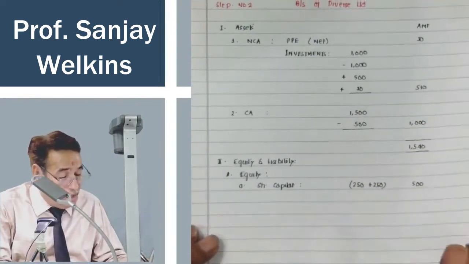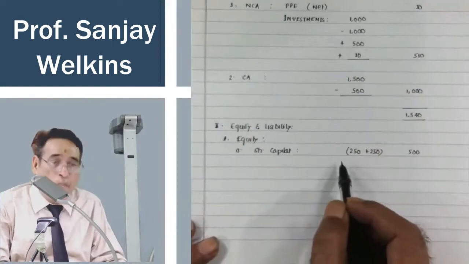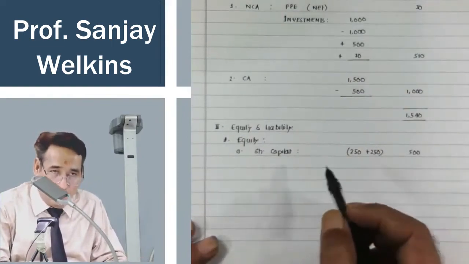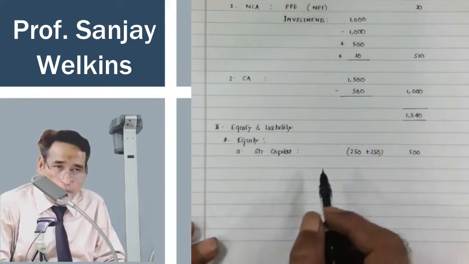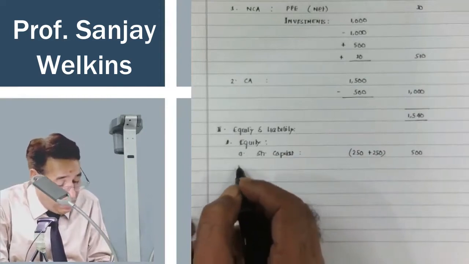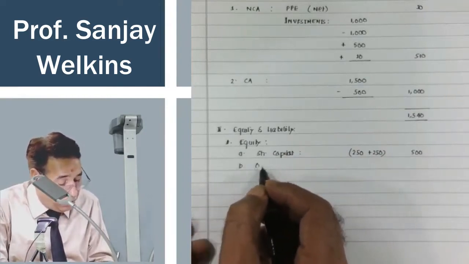Now, however, in the examination, you can write in bracket that out of these 500 shares, 250 shares have been issued as bonus issue. You can write it in the examination this way. Now, I am going to take other equity.